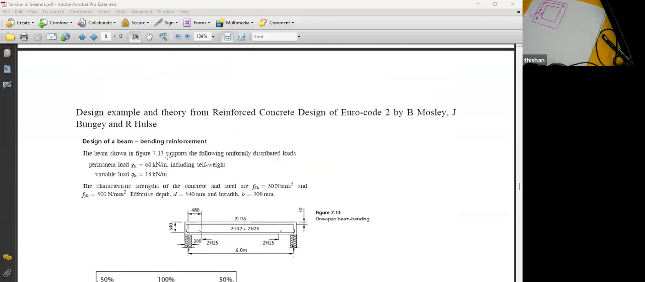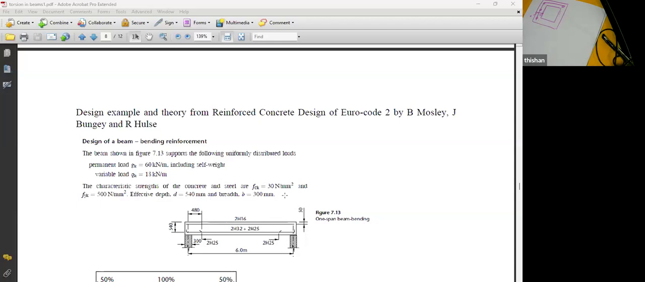If I am to explain how to do this torsional calculation, the first thing I need is a beam. So we'll take this particular beam, span is 6 meters, subjected to a permanent load of 60 kilonewtons per meter and a variable load of 18 kilonewtons per meter. The characteristic strength of concrete is 30 megapascals, the characteristic strength of steel is 500 megapascals, the effective depth is 540 millimeters, and the breadth of the beam is 300 millimeters. So you can see this is a typical situation.